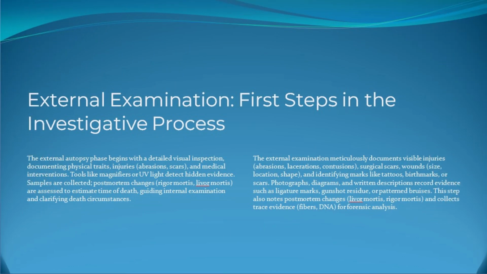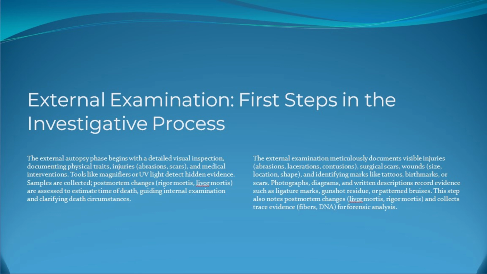External examination, first steps in the investigative process. The external autopsy phase begins with a detailed visual inspection, documenting physical traits, injuries, abrasions, scars, and medical interventions. Tools like magnifiers or UV light detect hidden evidence. Samples are collected. Post-mortem changes, rigor mortis, livor mortis, are assessed to estimate time of death, guiding internal examination and clarifying death circumstances.